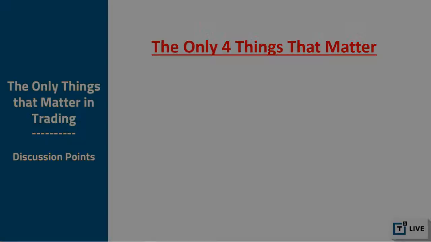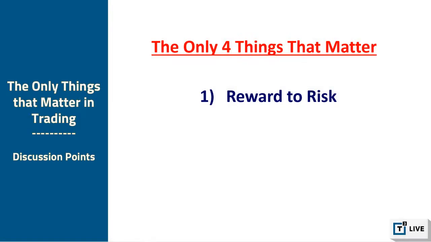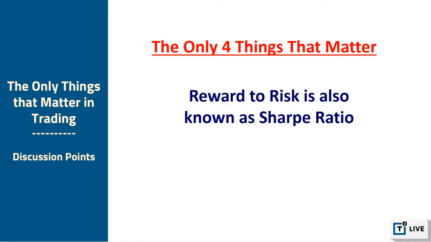Here's the only four things that matter in trading. First one is reward to risk. Reward to risk is also known as Sharpe ratio. It's not exactly Sharpe ratio, but we'll get into what Sharpe ratio is shortly here. But your reward to risk determines your Sharpe ratio for the most part.